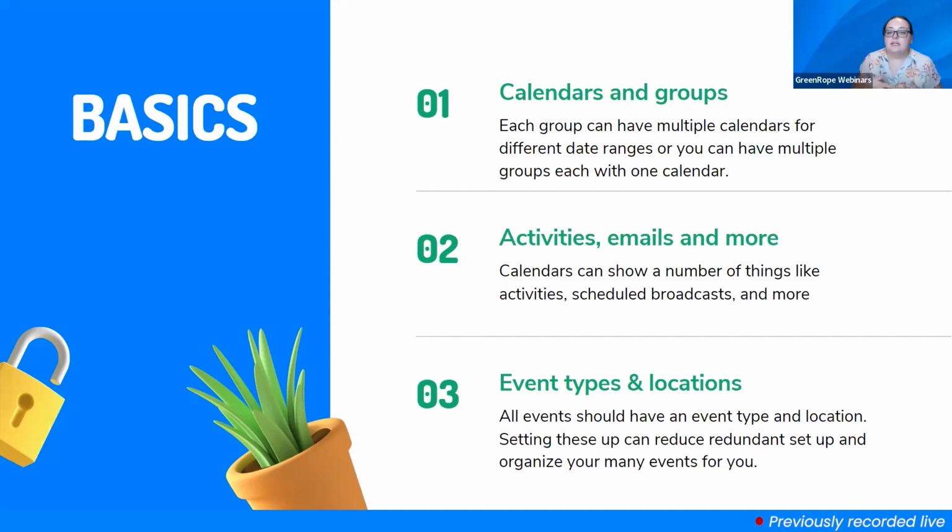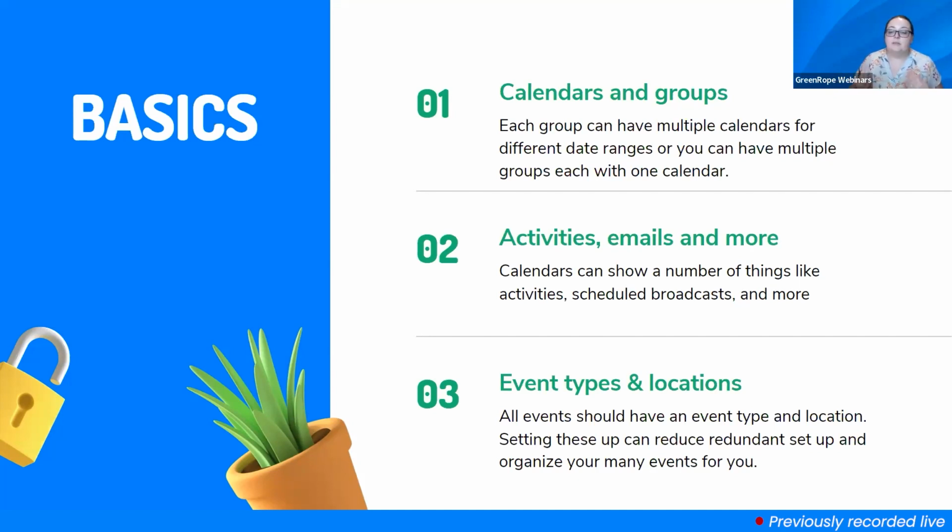The other thing is your calendars in GreenRope can show you tons of information. It's not just the events that you create, but it's also going to show you when your scheduled broadcasts are, when your activities are due, when project tasks are due, and when projects themselves are due. So a ton of information will be found on the calendar. So always feel free to check it out because you never know what you might find in there.